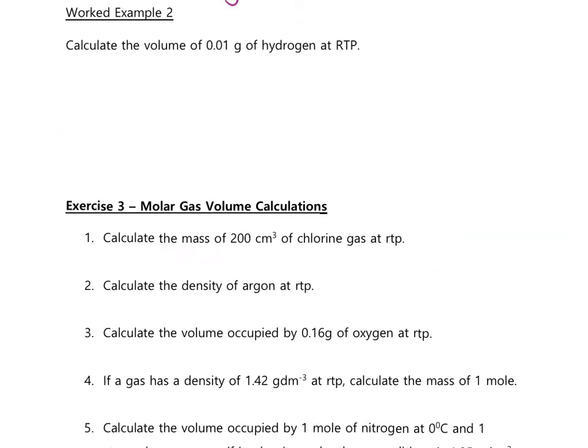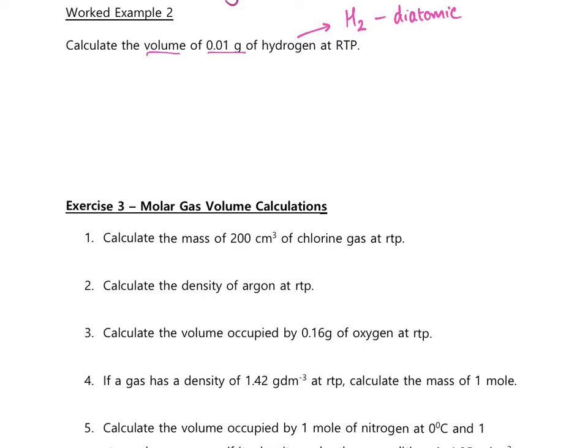Let's do one more example really quickly together before trying some yourself. So worked example 2 asks you to calculate the volume of 0.01 grams of hydrogen at room temperature and pressure. You need to be careful about your formula of gases as well. Quite often, but not in all cases, our elements that are gases are diatomic. So the likes of our halogens, nitrogen, oxygen and hydrogen are all diatomic. So hydrogen is actually H2. So be careful with that.